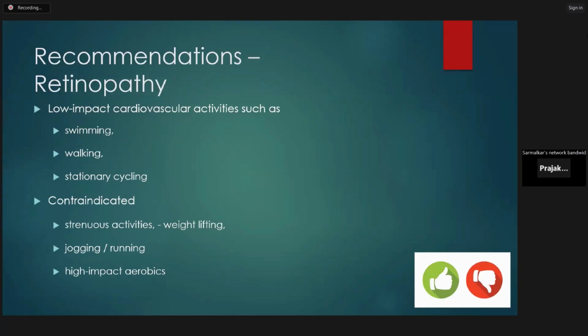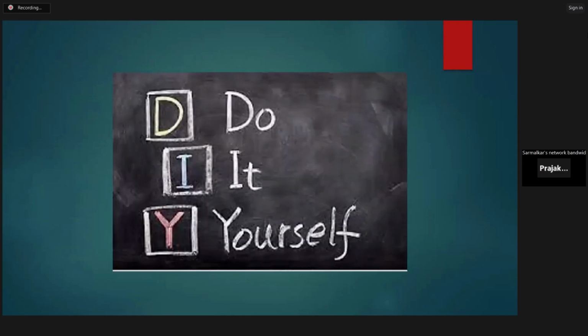Retinopathy, if not taken care of, could lead to bleeding in the retina, which we have to avoid. So nothing with high impact activities like weightlifting or jogging, running, or high impact aerobics. So we suggest swimming, walking, and stationary cycling.